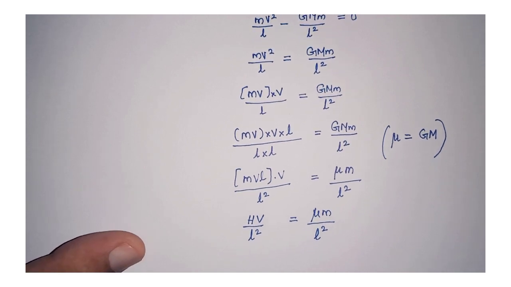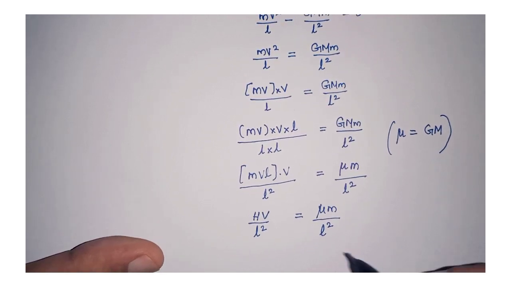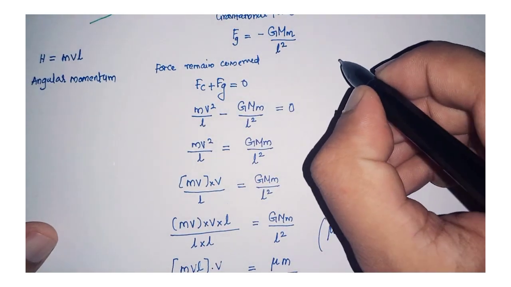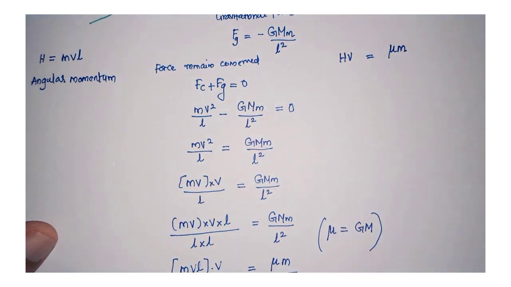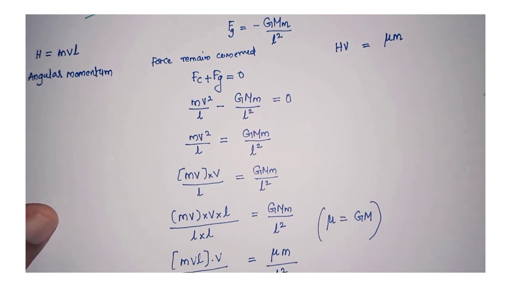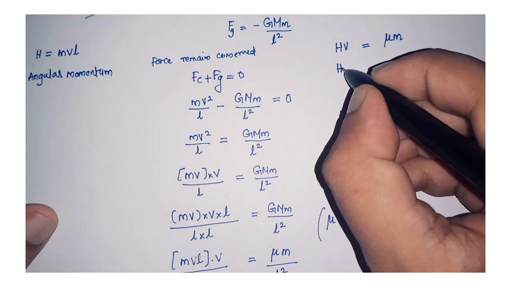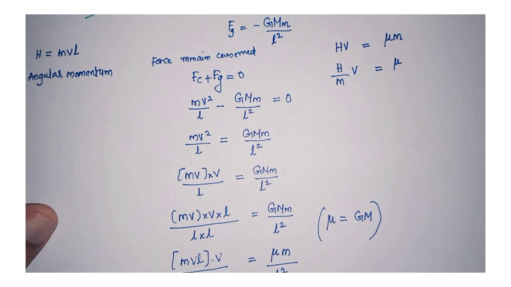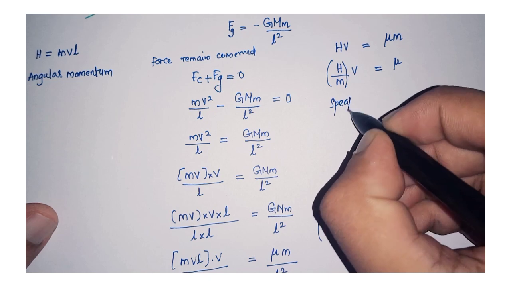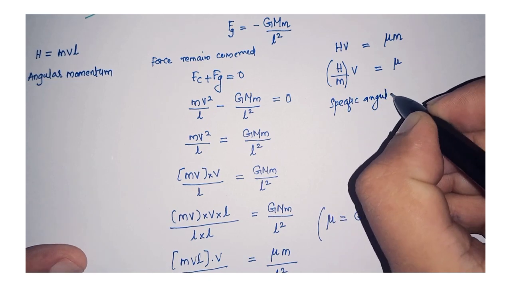Now we can do some simplification. You can cancel L square and L square. So ultimately we get Hv is equal to mu times m, the mass of the smaller body. I take m to this side, so I get H divided by m, into v, which is equal to mu. This H by m is called the specific angular momentum.